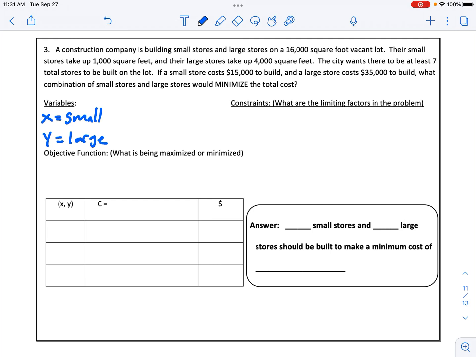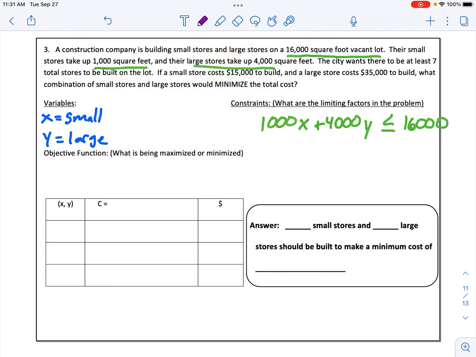So when we start working through this, we've got to do constraints. So they've told us that we've got a 16,000 square foot vacant lot, and the small stores take up 1,000 square feet. The large stores take up 4,000 square feet. So all of those numbers have to do with square feet, so they're going to go in the equation together. So we'll have 1,000, and that goes with small, so X, plus 4,000 goes with Y. And then the total is 16,000. We can't be bigger than 16,000 because that's the size of the lot, so it's going to be less than or equal to 16,000.